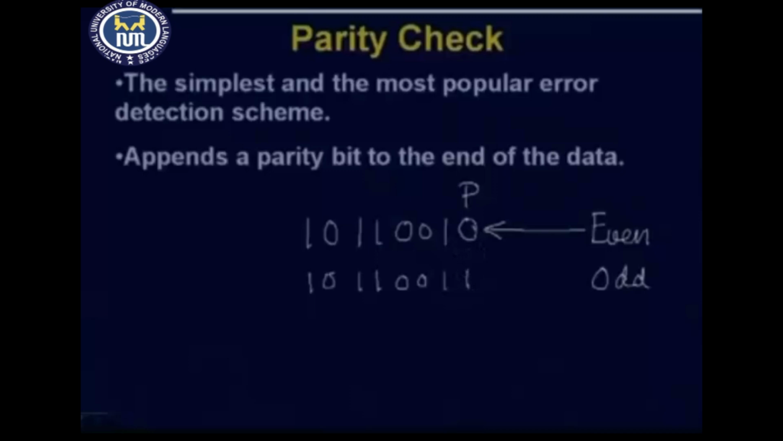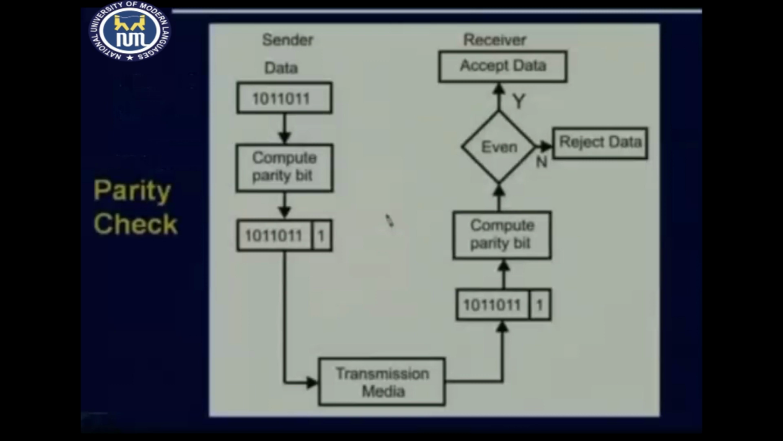We have already discussed synchronous and asynchronous modes. In asynchronous mode we usually use odd parity, and in synchronous modes we usually use even parity. So let's see how it is exactly done. This is the basic scheme of parity check. This is the data 1011011 that needs to be sent. We need to compute a parity bit. As we can see here, we have an odd number of ones, so we add 1 at the end, which is the parity bit, to make the message even.